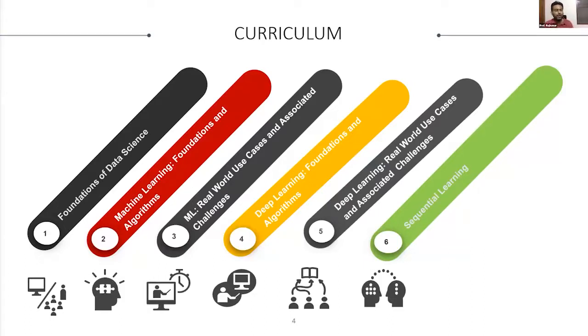Of course, you cannot make it 60-40 in favor of practice, because the foundation is equally important. Otherwise, you cannot build the palace without the foundation. So we'll spend enough time on that as well. I would say something like 60-40, where 60 is the algorithmic aspects and 40 is real-world use cases. Absolutely. Thank you.